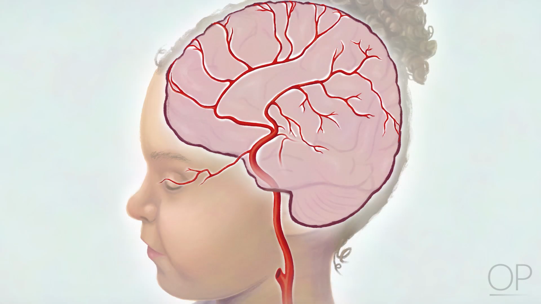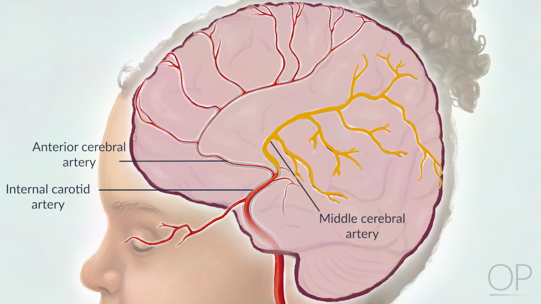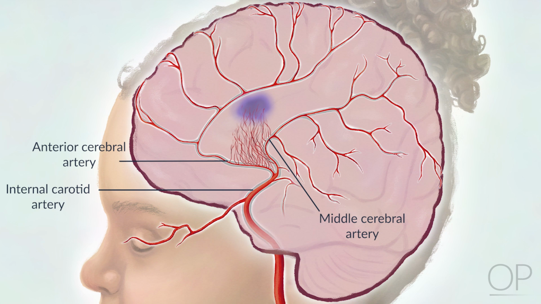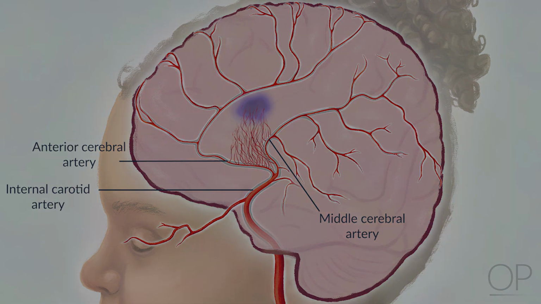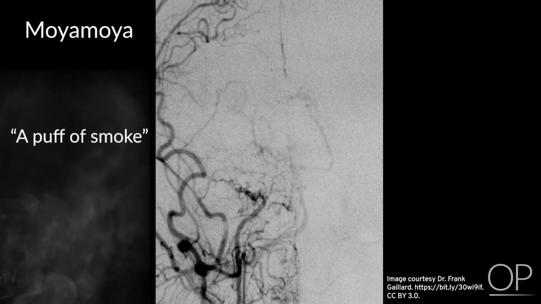Moyamoya disease is a rare cerebrovascular condition characterized by progressive stenosis of the intracranial internal carotid arteries and the proximal anterior and middle cerebral arteries, leading to an increased risk of stroke. The stenosis of these key vessels leads to development of dilated perforator branches of the internal carotid artery that provide collateral perfusion to the ischemic brain distal to the occlusion. The appearance of these vessels on angiography resembles moyamoya, which means a puff of smoke in Japanese.